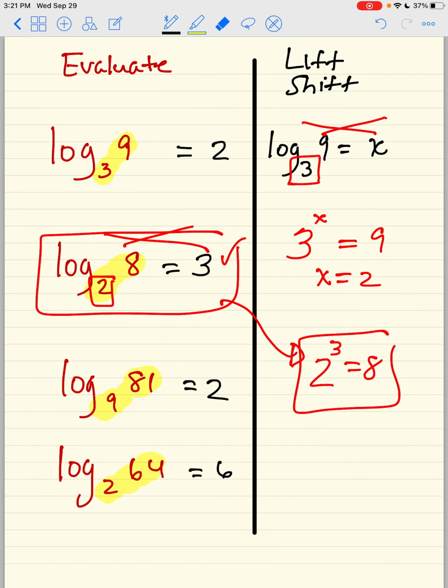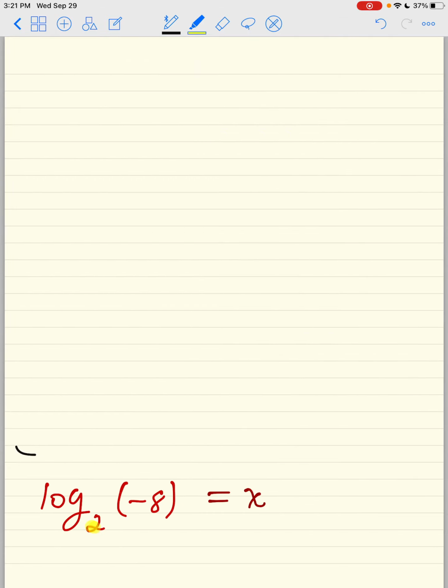The way that you read this is you say 3 to what power makes 9? 2. 2 to what power makes 8? 3. Now take a look here. 2 to what power makes negative 8? Did you know that this is an exponential function and exponential functions could never be negative?